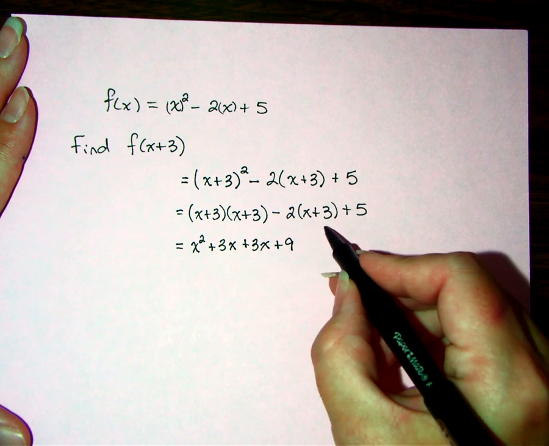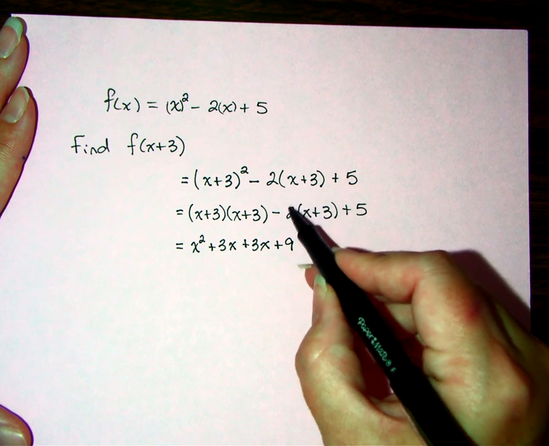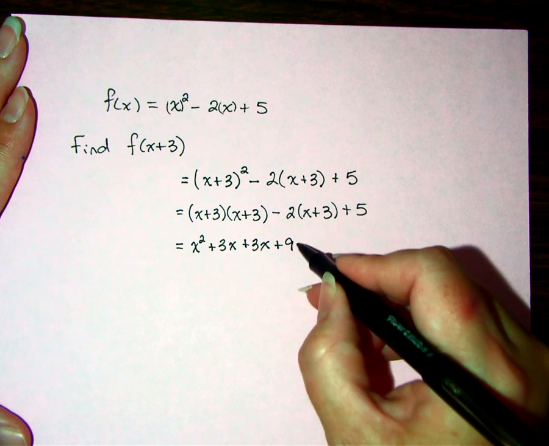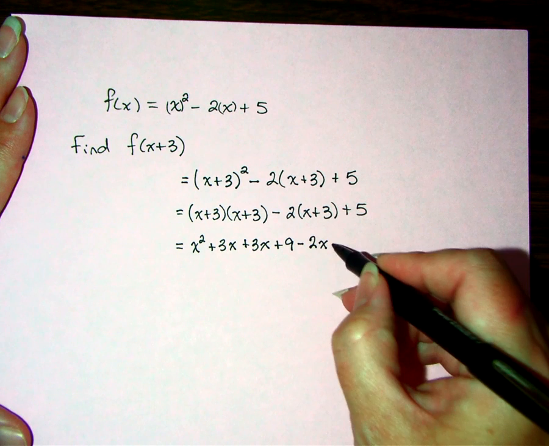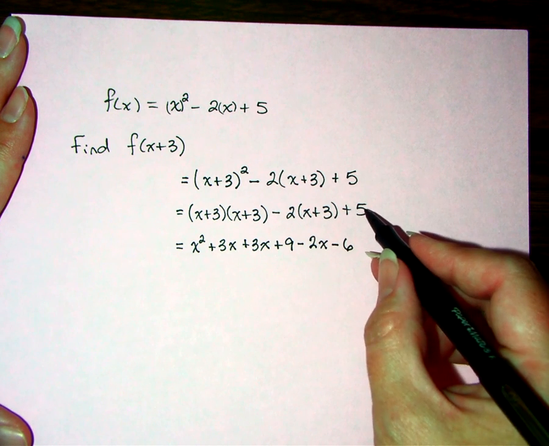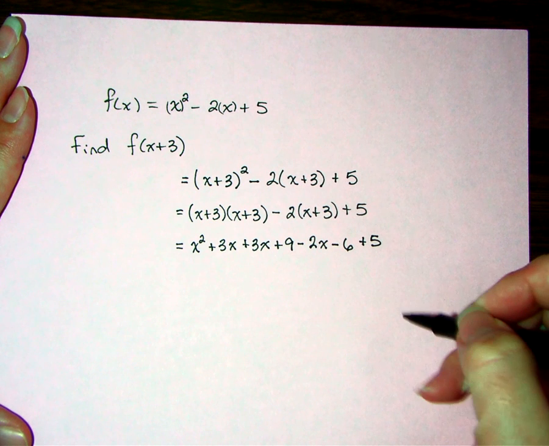While I'm at it, I think I'm going to go ahead and distribute this negative 2 as well. So this negative 2 has to get multiplied into this set of parentheses here. So negative 2 times x would be negative 2x, and negative 2 times 3 would be negative 6. And then, of course, the plus 5 from the original is still there on the end. We haven't done anything with it yet.